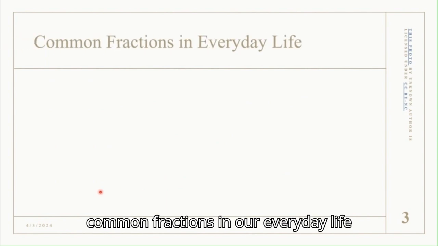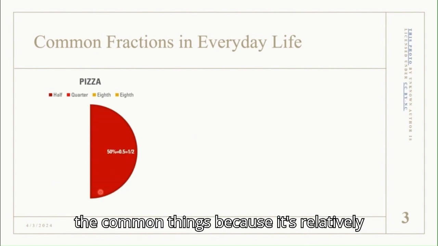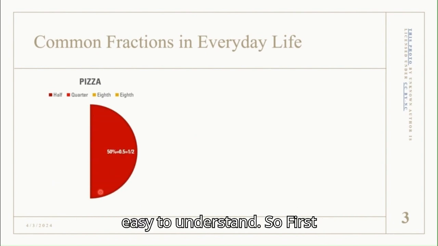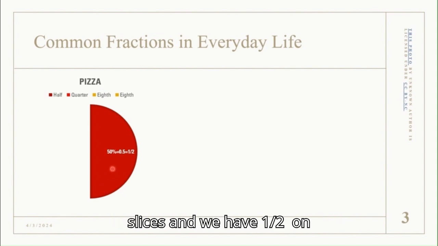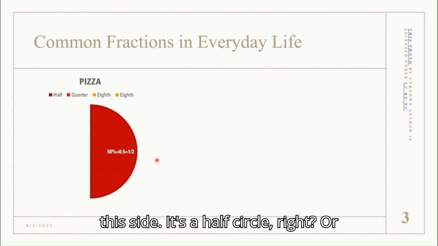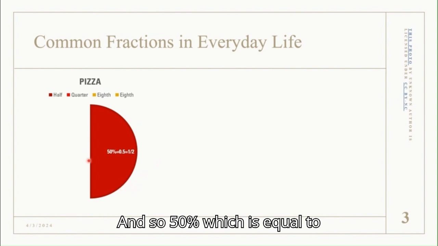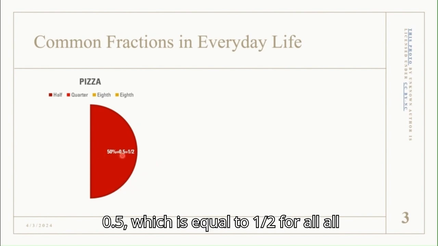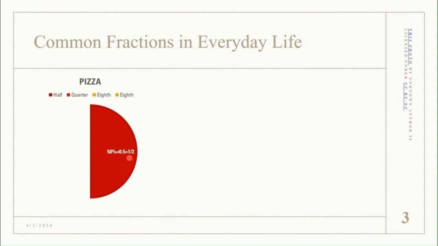And so common fractions in our everyday life include pizza. Pizza's one of the common things because it's relatively easy to understand. First off, we have half a pizza: cut the pizza into two separate slices, and we have 1/2 on this side. It's a half circle, right? Or a half moon. And so 50%, which is equal to 0.5, which is equal to 1/2, are all the different ways of writing 1/2 in the simplest form.